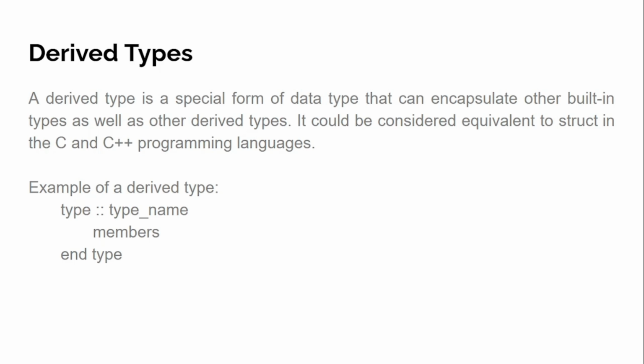Derived types. A derived type is a special form of data type that can encapsulate other built-in types as well as other derived types. It could be considered equivalent to struct in the C and C++ programming languages. Example of a derived type: type, name, members, end type.